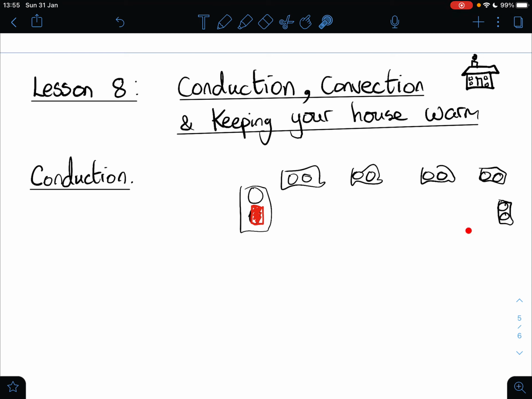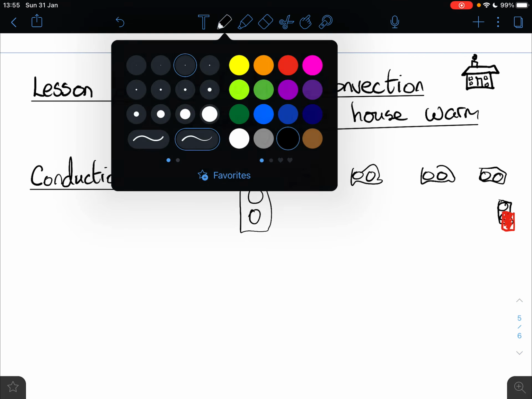All right, and there's actually 3 ways they can do it. And so in conduction, the first way is they pass it from atom to atom along like that. So conduction is when atoms pass heat energy from atom to atom. And that's our starting point.